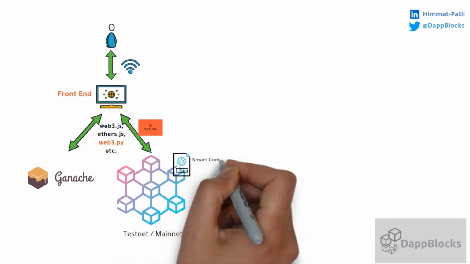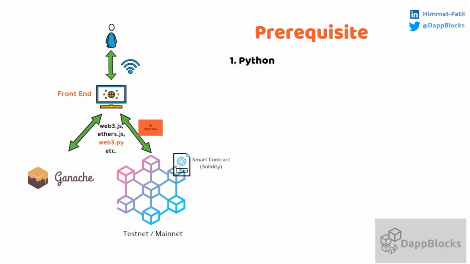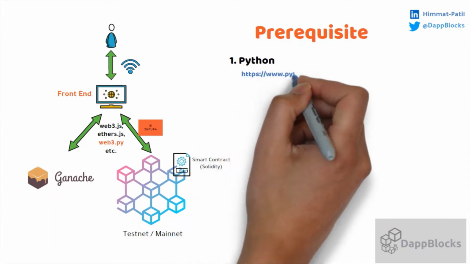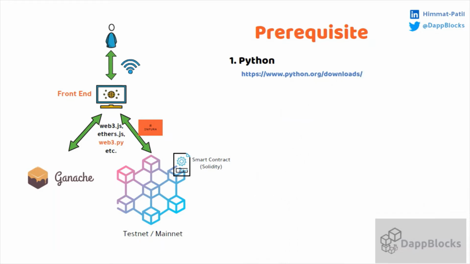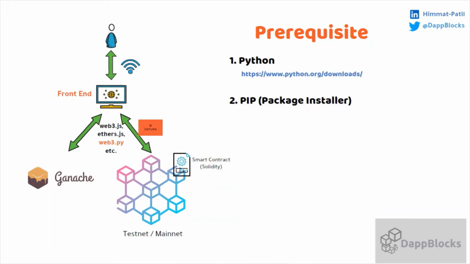Let's get started. Prerequisite. First, Python. Install the latest version of Python. You can download it from python.org. Second, package installer pip. Pip is a utility to manage package installations from the command line. If you have installed Python 3, then pip is installed by default. If not, then you need to install it. You can check whether pip is installed or not by using the command pip --version.